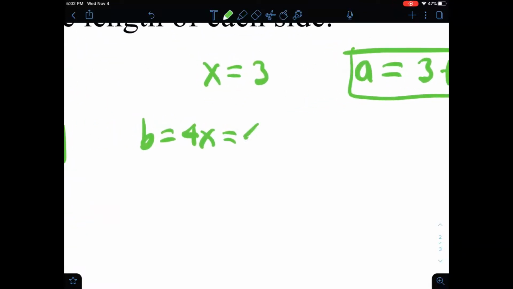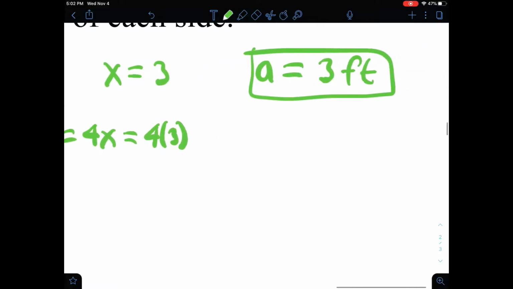Okay, so B is 4x. If x equals 3, we're going to do 4 times 3, which equals 12. B is going to equal 12 feet.